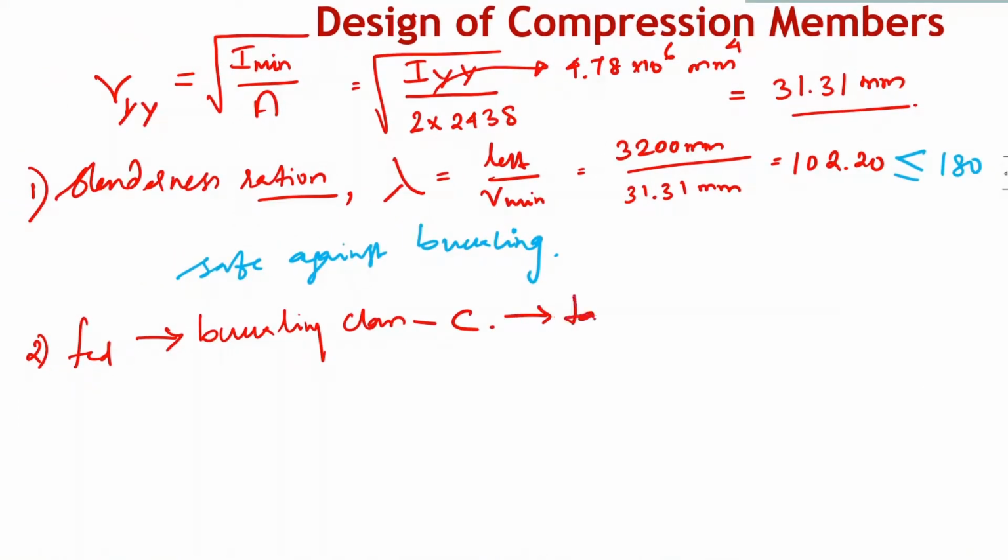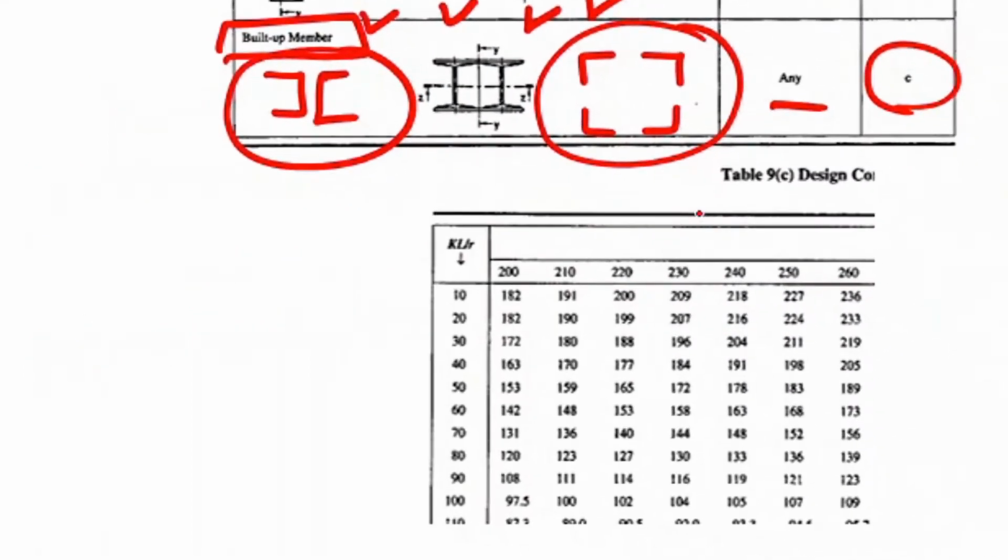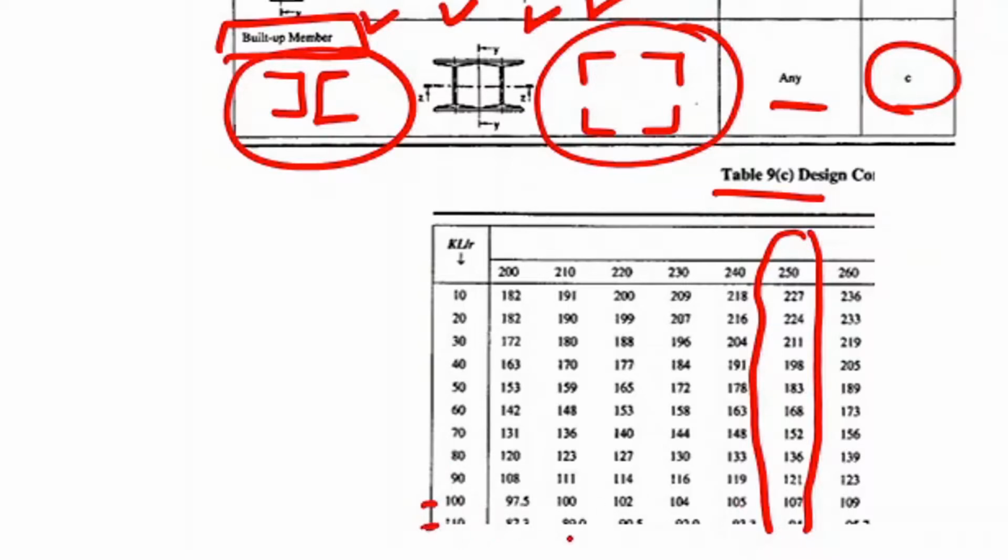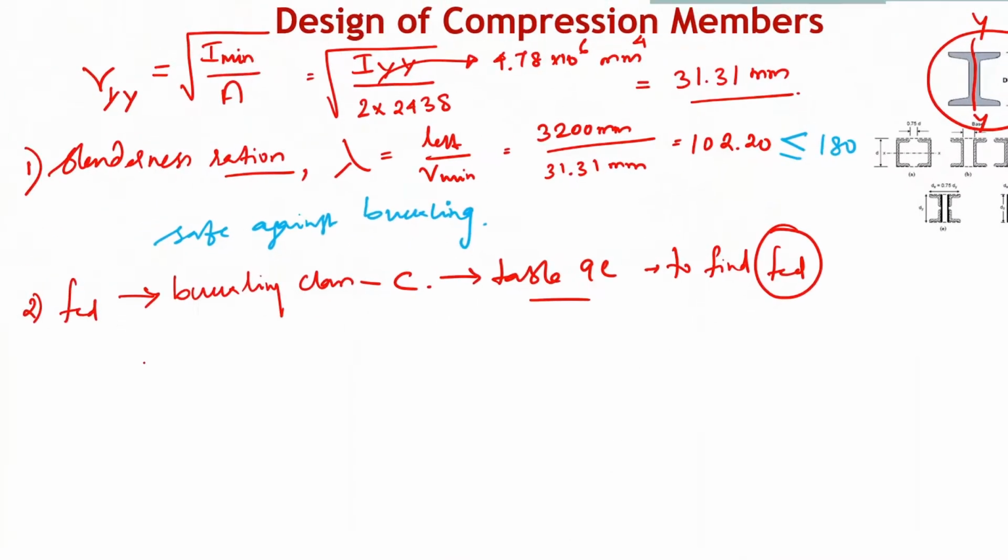So we need to use Table 9C to find the design compressive stress fcd. Now if you go back to Table 9C, the slenderness ratio is 102.20. So for 100 we need to note down the design compressive stress, and for 110 we need to note down the design compressive stress. For 110 the design compressive stress is 94.6. Let me write the design compressive stress here.